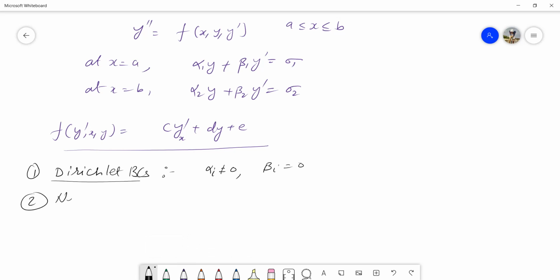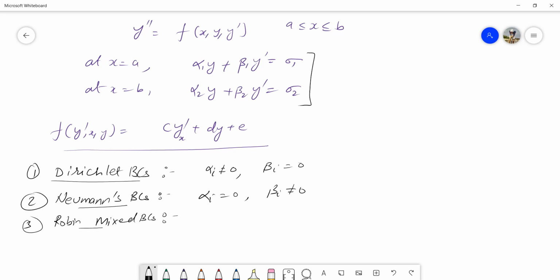Second is Neumann boundary conditions, where the alpha part is 0 and the beta part is not equal to 0. And then we have the third category, which is represented by these equations. They are called Robin or mixed boundary conditions. That is, beta is not equal to 0 and alpha is not equal to 0. So nothing is 0 in the mixed part.